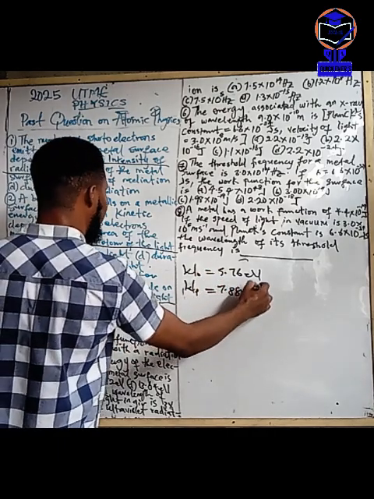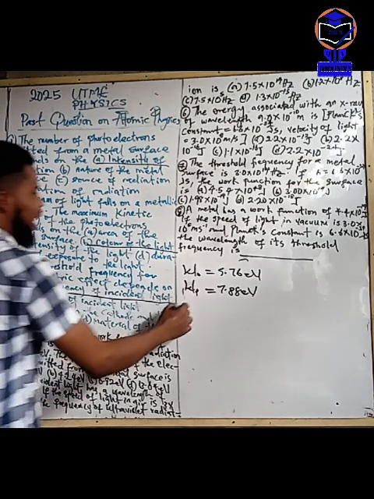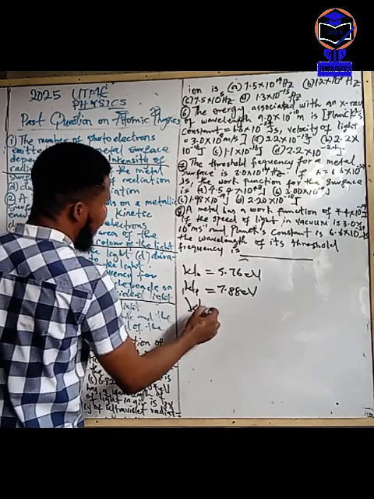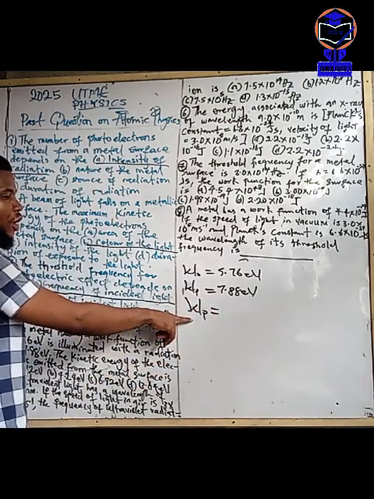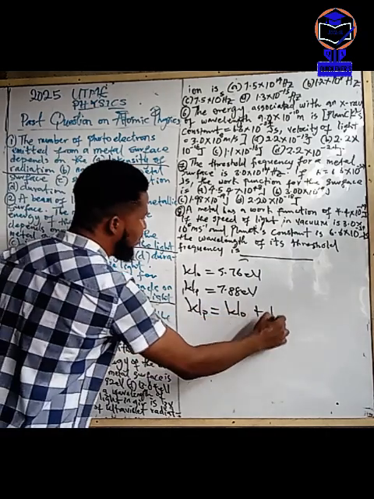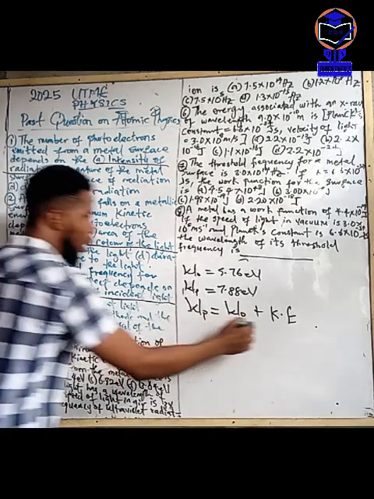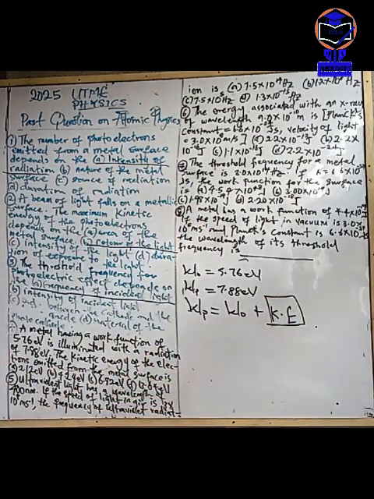7.88 electron volt. Now the kinetic energy: we already know that after the light is shone on the surface of the metal, it will eject the electron, overcoming the work function, and then the electron will move. So this is what we are looking for. That's what we are asking you to find: the kinetic energy of the emitted electron from the surface of the metal.